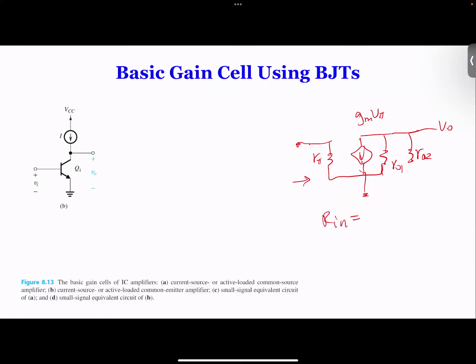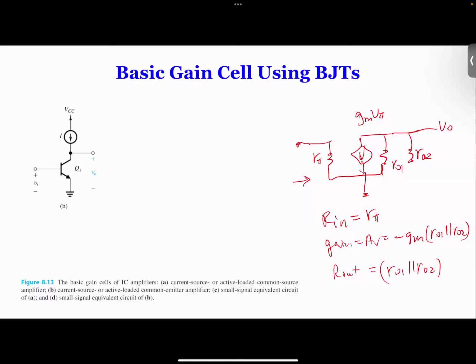can you guys just look at it, say, what is the input resistance? r pi. And so your gain is going to be minus gm times ro1 in parallel with ro2. And your output resistance, basically, it's going to be ro1 in parallel with ro2. Because when you have an output resistance, you would short the input voltage, right? So this whole circuit is gone, and there is no current here, right? v pi is 0. So these two in parallel are your output resistance.